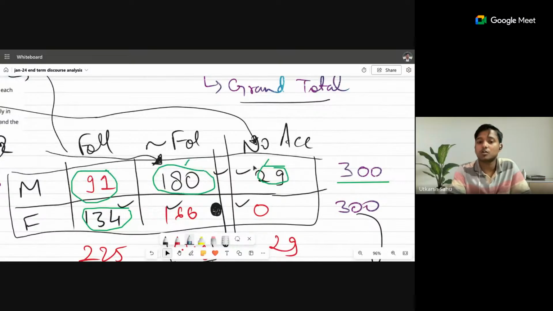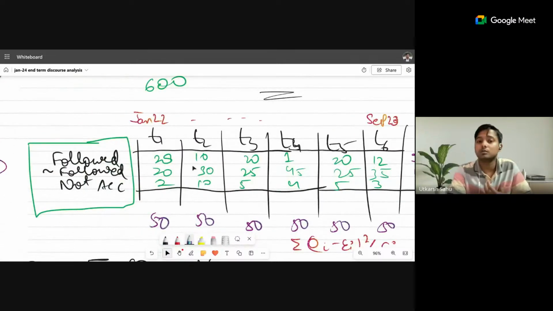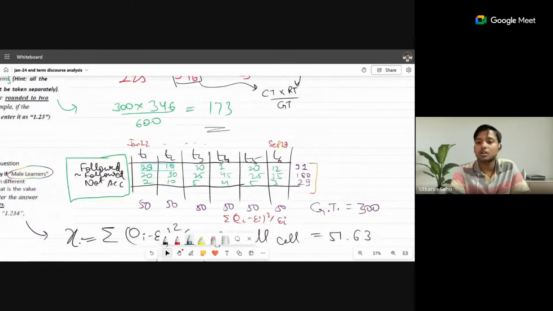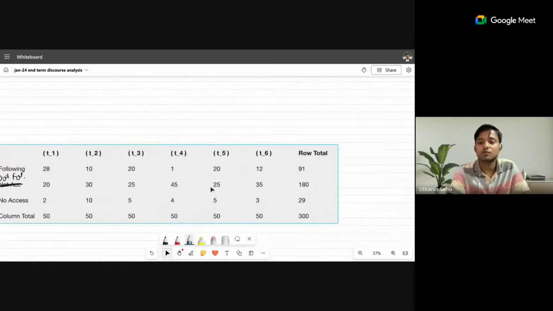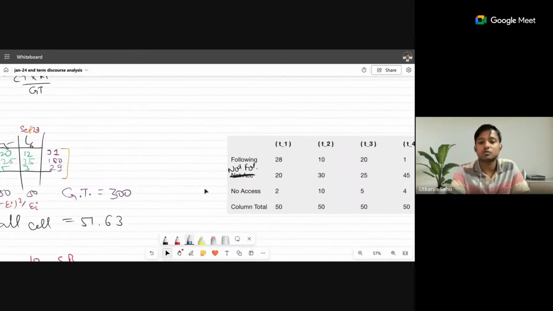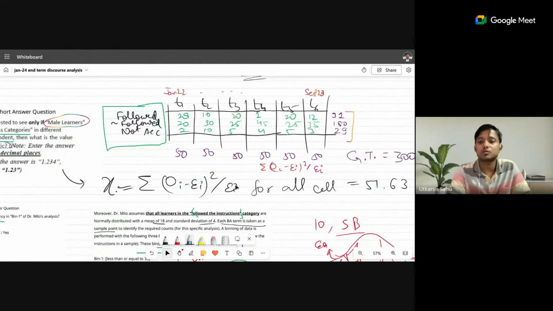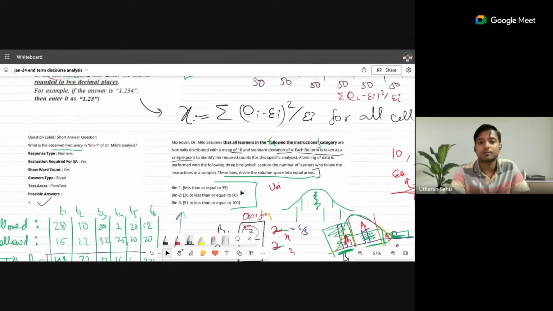Followed, not followed, did not open, and then number of terms. Term 1, term 2, term 3, term 4, term 5, term 6. This is how you make the table, and this is how you do it. Calculation is not that tough because you have a calculator, but if you don't understand which table is to be made, what is to be done, you are not able to do the question. So this is what your table would look like, and that's how you do that. So again, basic calculation, chi-square statistic, observed minus expected whole square by expected. You do that, you get the answer.